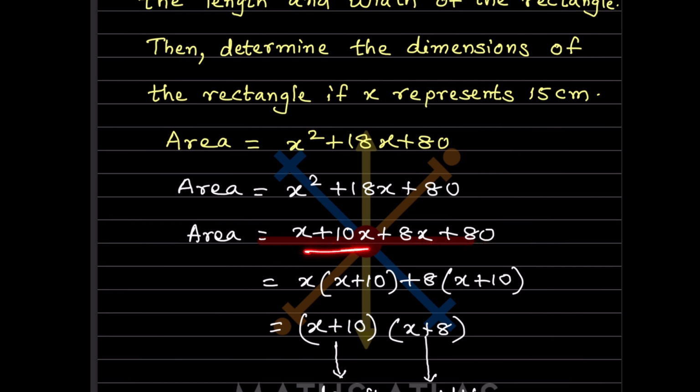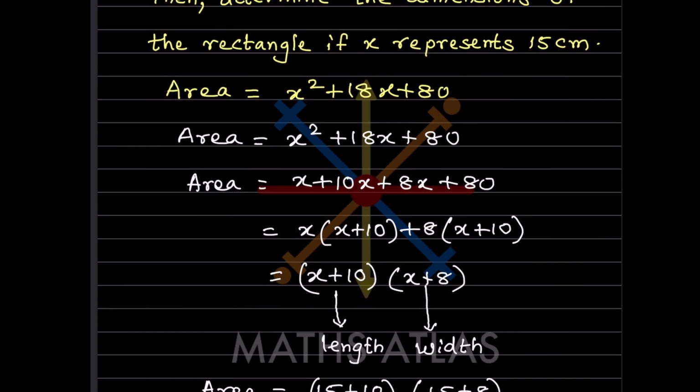So we'll make a group of 2. In the first group, what you can see, common is x, remains in the bracket is x plus 10. This sign as it is. In the second group, what you can see, common is 8, because this is 8x, so inside remains in the bracket is x plus 10. Now both the brackets are the same, so you write it only once, x plus 8. So now you can see this is the length and this is the width of it.